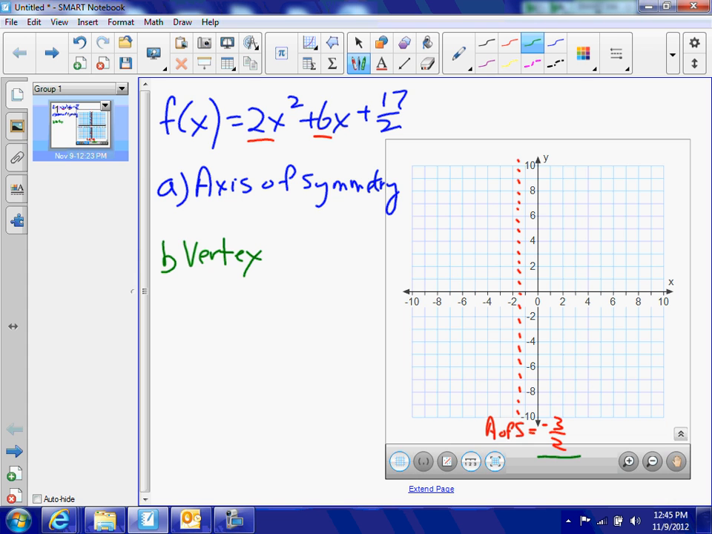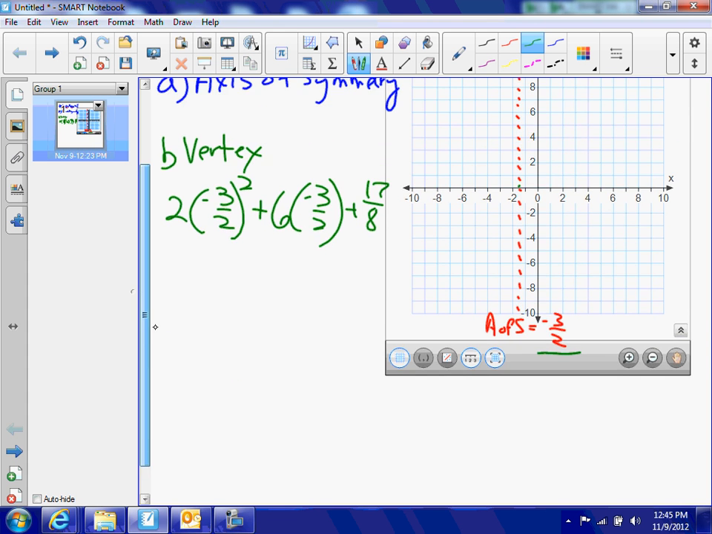And we know that our vertex is going to lie on our axis of symmetry, and that our axis of symmetry gives us the x value of our vertex. So let's plug the x value of our vertex into our equation. So I have 2 times negative 3 halves squared plus 6 times negative 3 halves plus 17 halves.